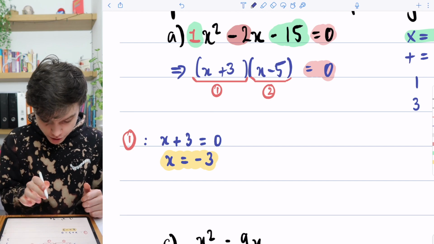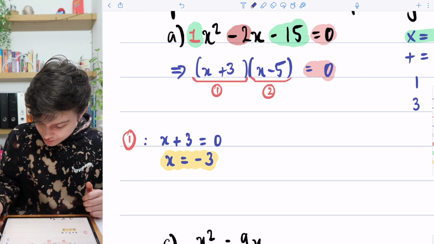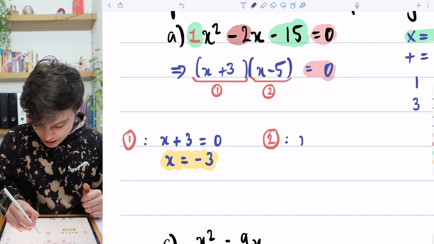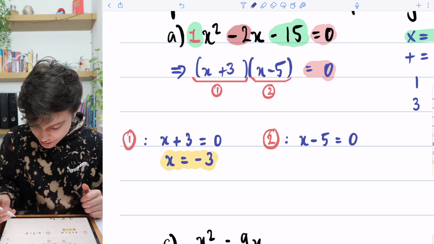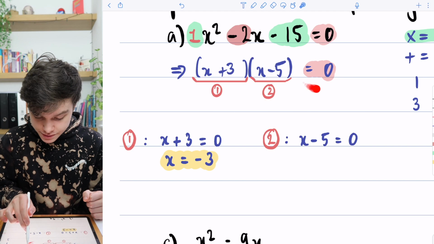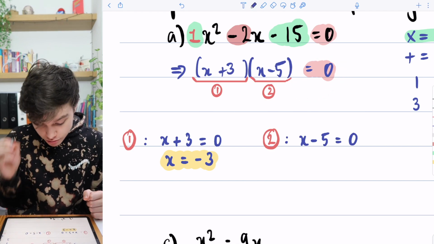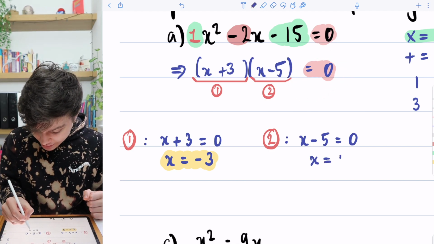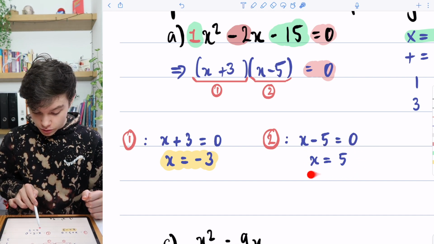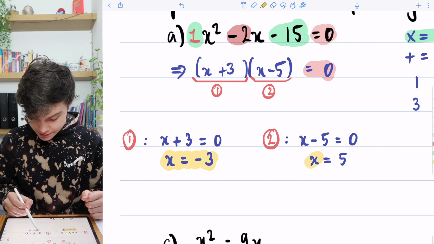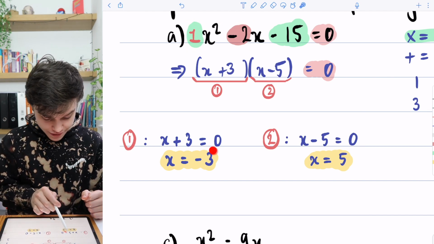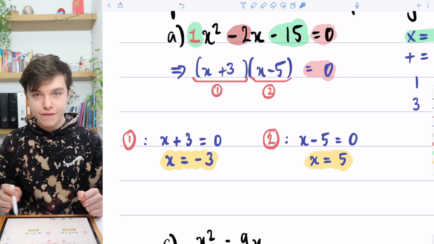Okay, so we've set one bracket equal to 0, and then let's have a look if we set the second bracket equal to 0. When we do that, we would have x minus 5 is equal to 0, because we're just going to take what's inside the bracket here and set it equal to 0. When we do that, we can just add 5 to both sides, again just solving a basic equation, and we get that x is equal to 5. That is another solution to our quadratic equation. We've found a value for x, and we found another value for x.